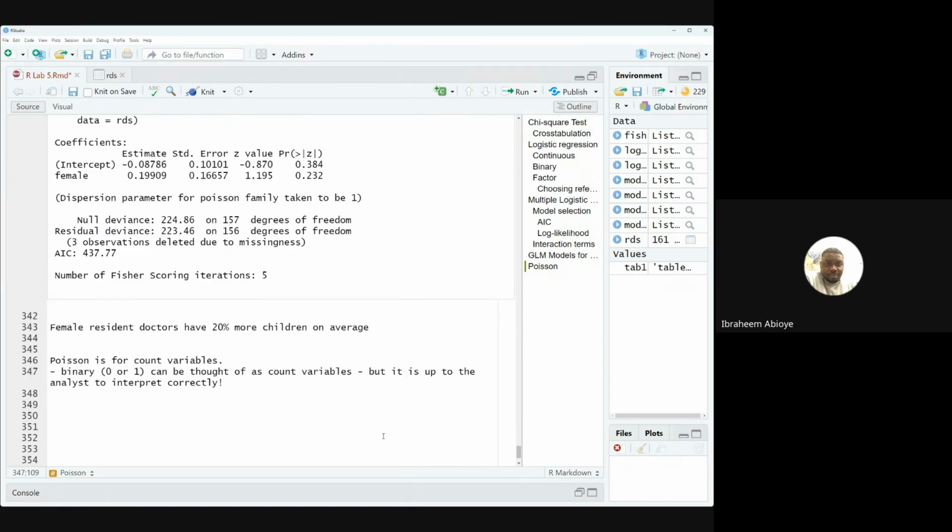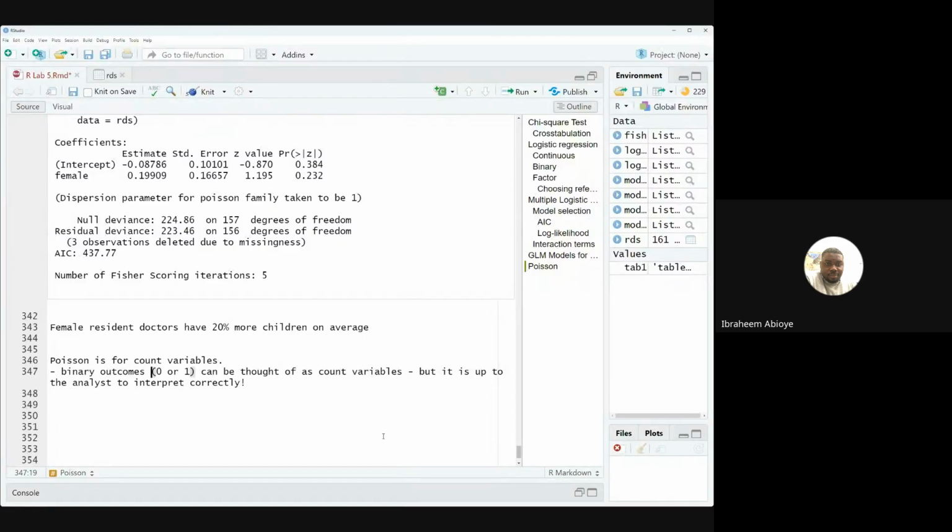So that's why when you come across Poisson variables, Poisson models, you will sometimes see people say it's a log Poisson model, but they're interpreting with risk ratio. Sometimes it's a log Poisson model, but they're interpreting with percentage. So it really depends on the variable that is the outcome. Binary outcomes, I should say here.